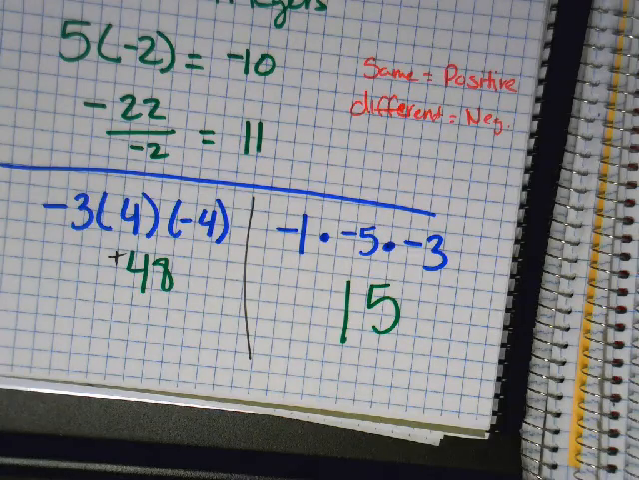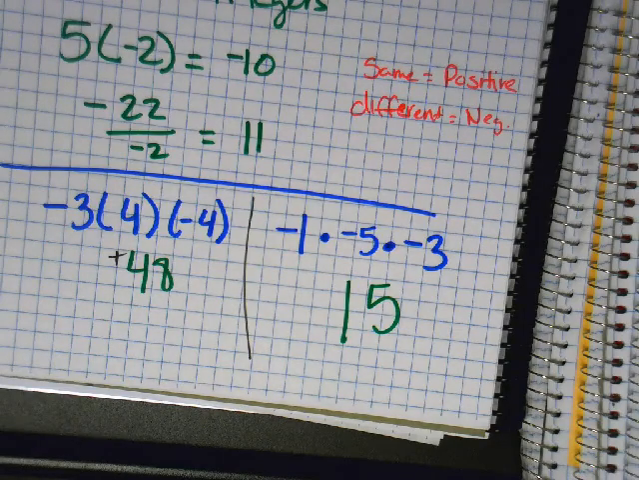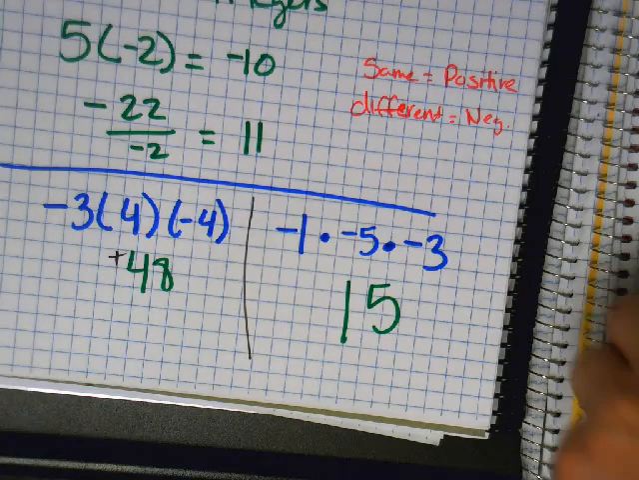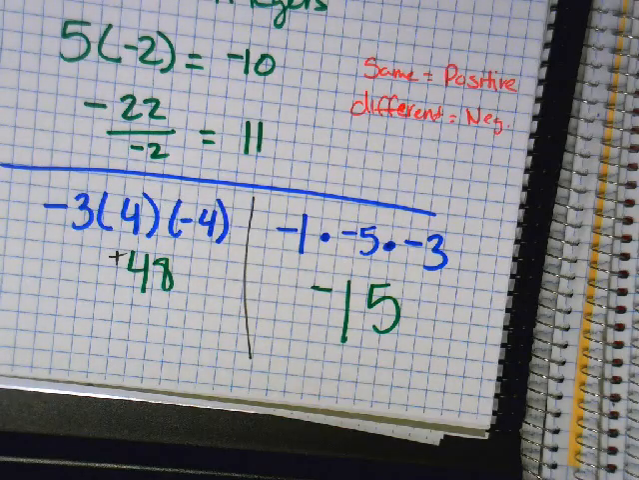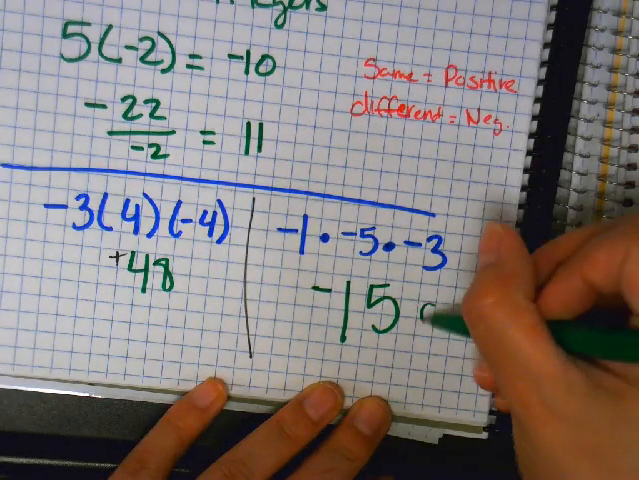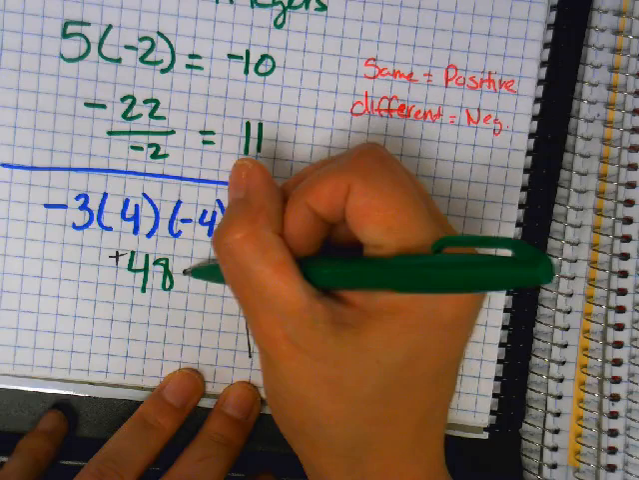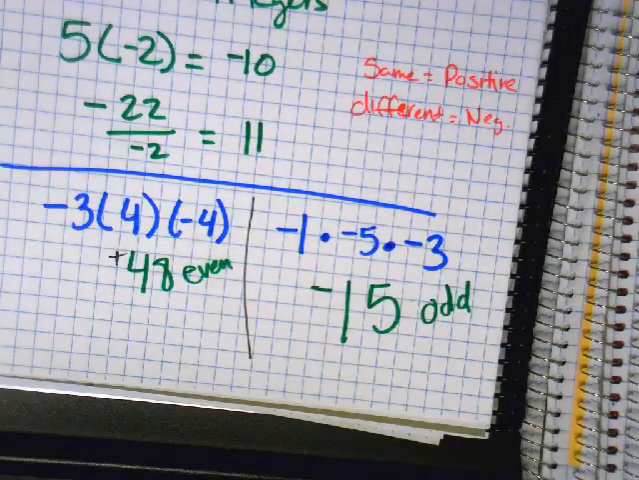Now count how many negative numbers you have. 1, 2, 3. I have 3 numbers that are negative. Is that even or odd? Odd. So if you have an odd number of negative numbers, your answer is going to be negative. Because it's an odd number. So this is odd and this is even. That's one way of doing it.